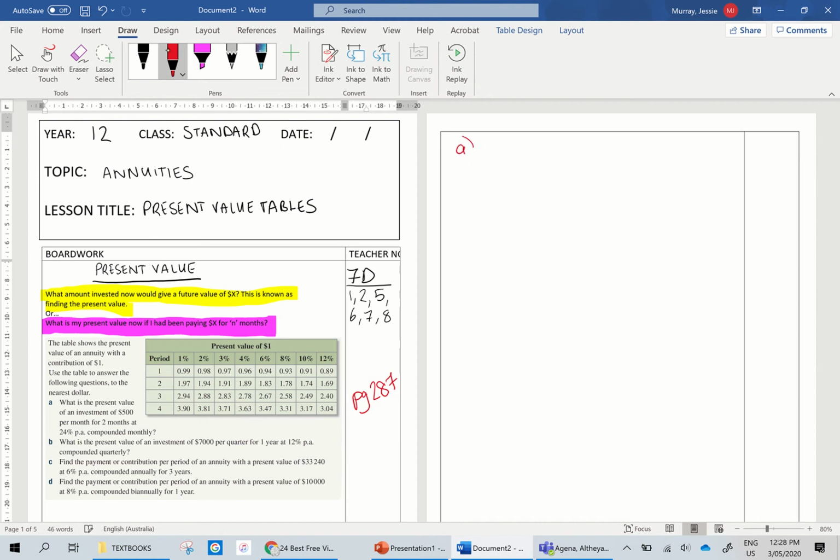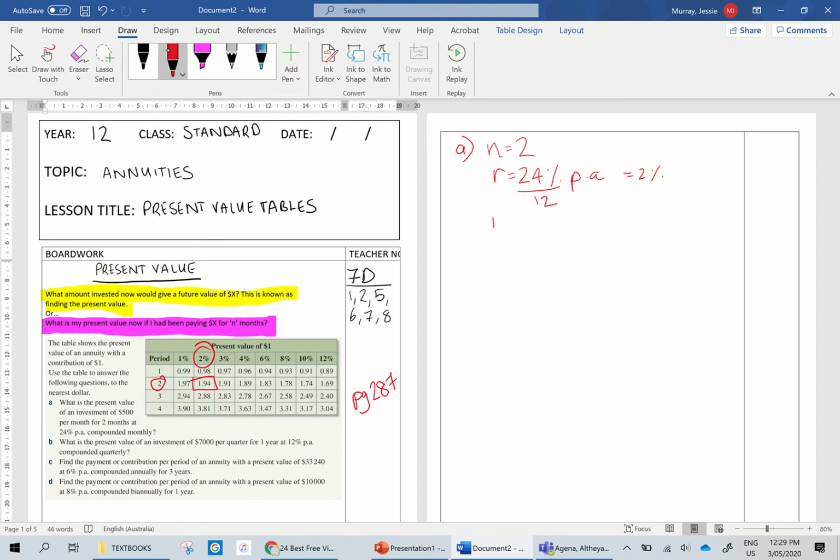So straight away, same maths we did last lesson. We have compounded monthly, which means everything must be in months. So how many months was it? N equals 2 months. They told us that, so we don't need to change it. But R is 24% per annum. We need that in months. That's as easy as dividing it by 12, which gives me 2%. So now in my table, 2% and N is 2 gives me 1.94.